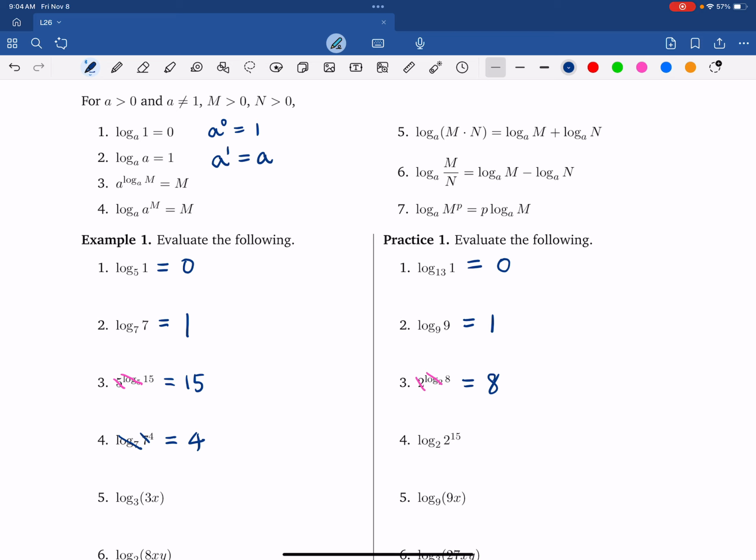On the practice side, log base 2 of 2 to the 15th, log base 2 and exponents of 2, they're inverse operations, so you cancel them out, and we have 15.